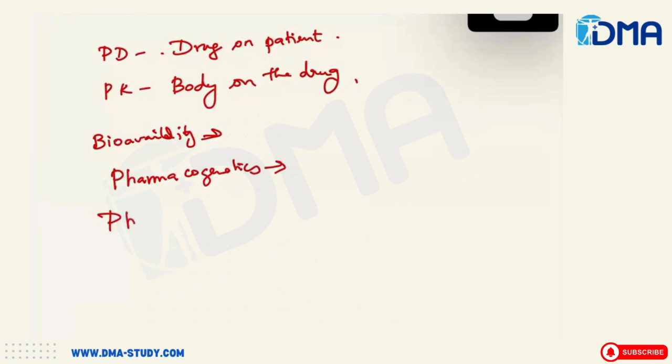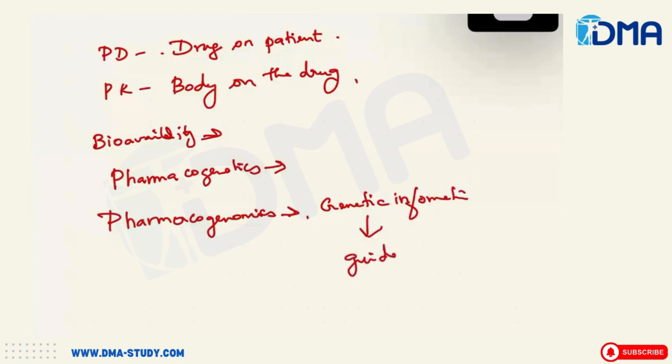What is pharmacogenomics, which is very important nowadays in oncology? Pharmacogenomics is basically the genetic information from the patient that is used to guide the choice of drug. The genetic information is taken from the patient and that helps in finding out what drug works well for this particular patient. This is currently called gene-targeted therapy. This is the basis behind the gene-targeted therapy in oncology as of now.